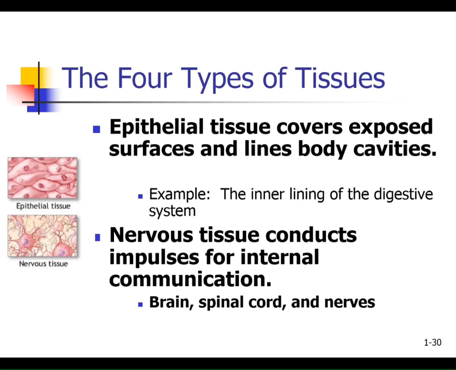Then there's epithelial tissue. Epithelial tissue is a kind of tissue that's going to cover us, like our skin. Our outer layer of skin is epithelial, or it's going to line our organs. Those who were in lab, you're going to hear about serous membranes. That's all epithelial. And then there's nervous tissue. Nervous tissue is special in that it can conduct electrical signals very, very quickly through your body. So we have four basic groups: connective, muscle, epithelial, and nervous.